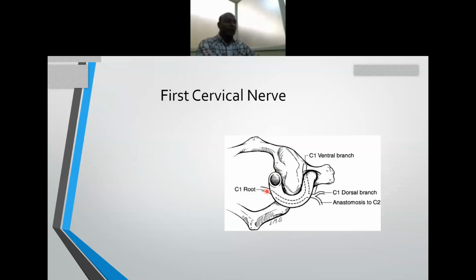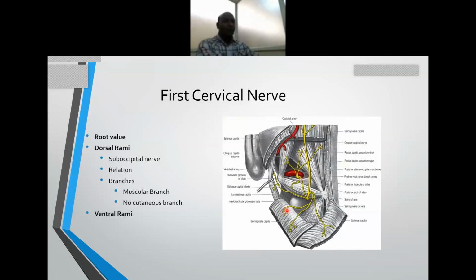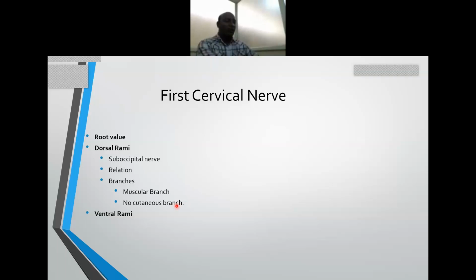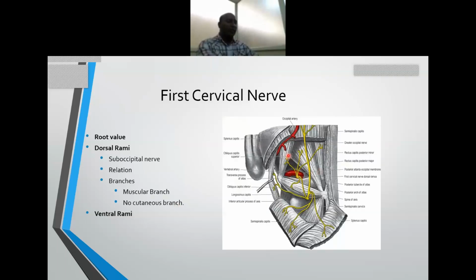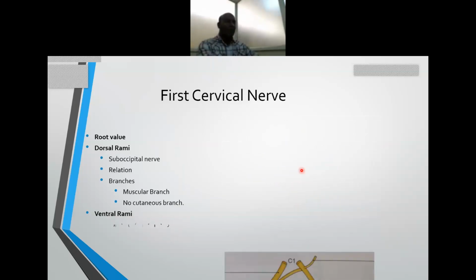And the dorsal ramus of the C1 will lie below the vertebral artery. So this is the vertebral artery, the third part of the vertebral artery, and below that you will have the dorsal ramus of the C1. The C1 nerve will come and then divide into a ventral branch, which will go front, and a dorsal branch, which will be present in the suboccipital triangle. It has no cutaneous branches, only muscular branches. As you can see, it supplies all the suboccipital muscles.